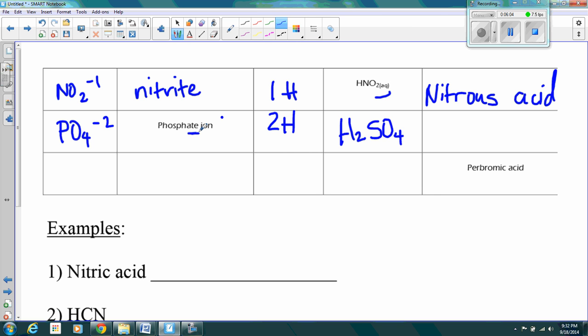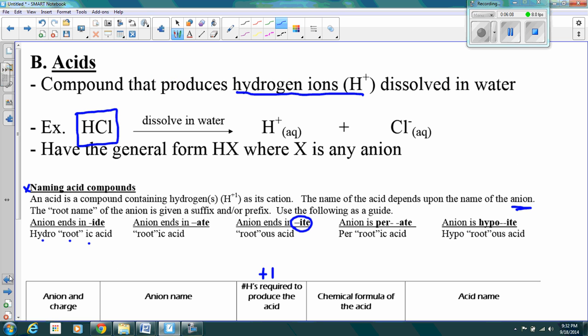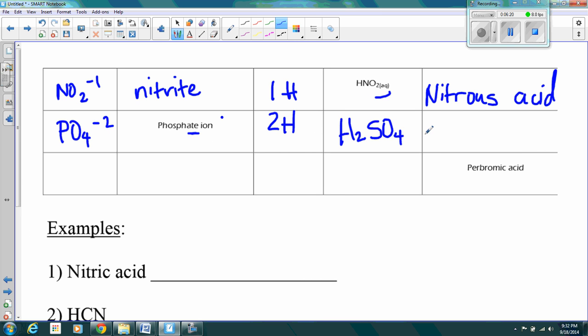And again, I'm looking at the suffix is ate for my anion. So I look at my little chart over here. The anion ends in ate. So it is going to be phosphoric acid. Phosphoric acid, or phosphic if you just kind of abbreviate it. But the technical name would be phosphoric.